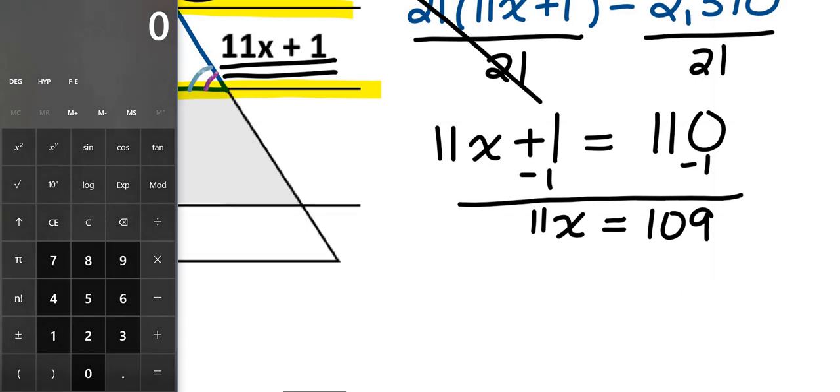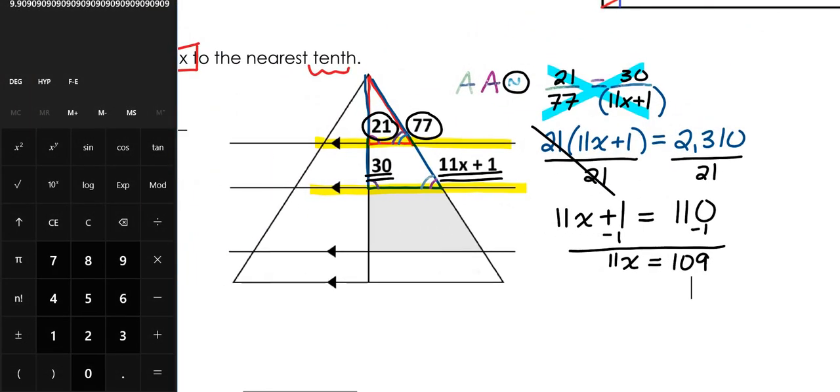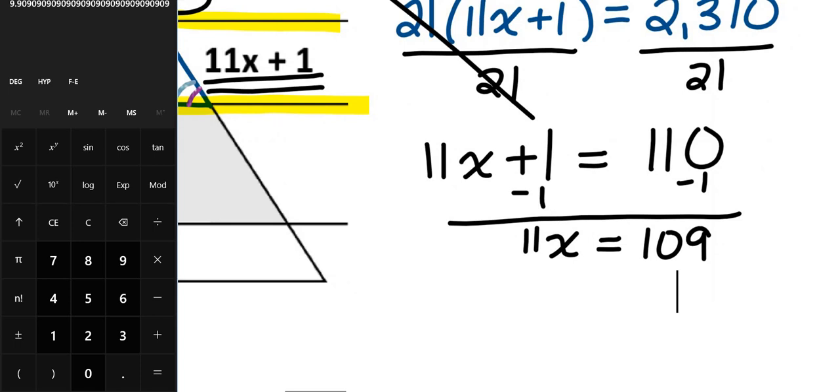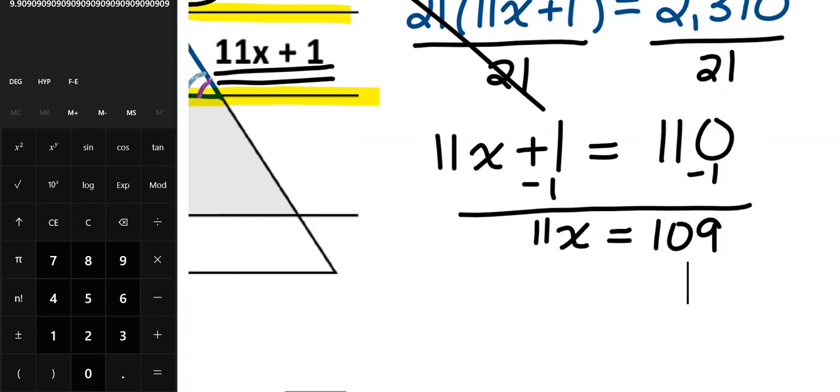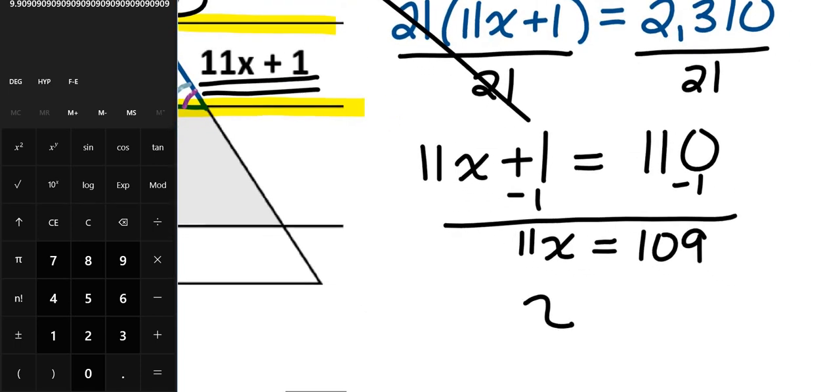So 109 divided by 11. That's a repeating decimal. Let's write down our x value, and see if they ask us to round. Okay, we're going to round to the nearest tenth. x equals 9.9 units.